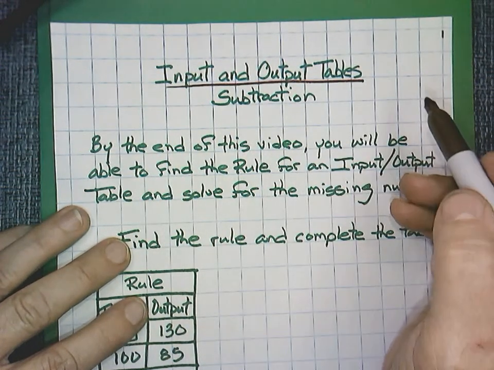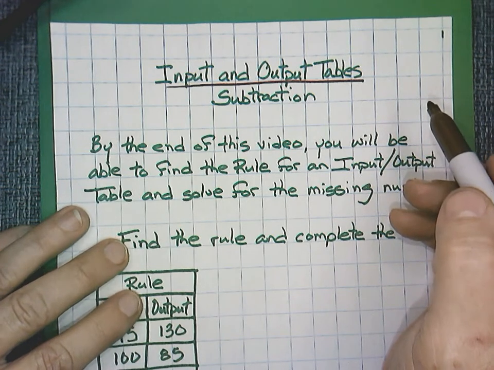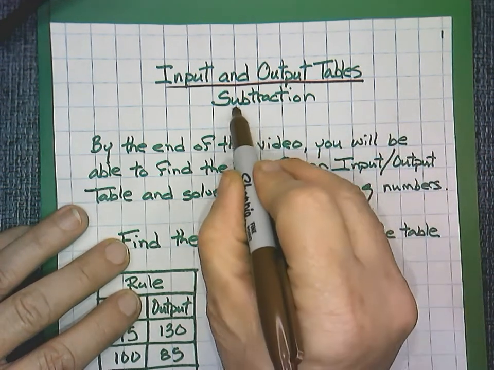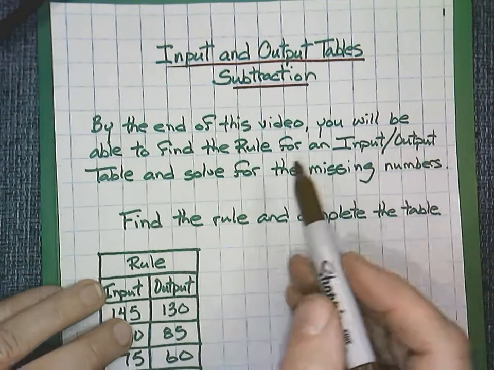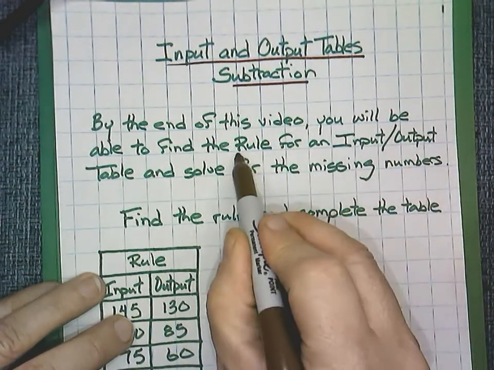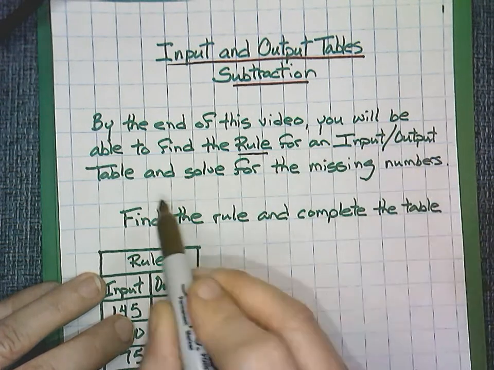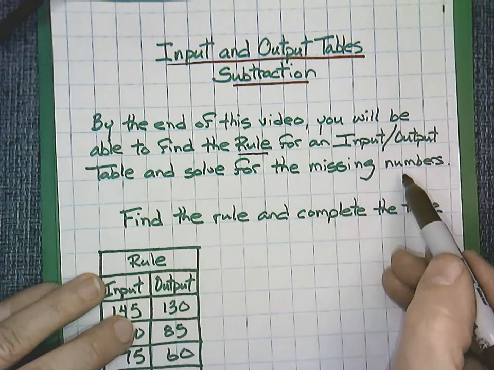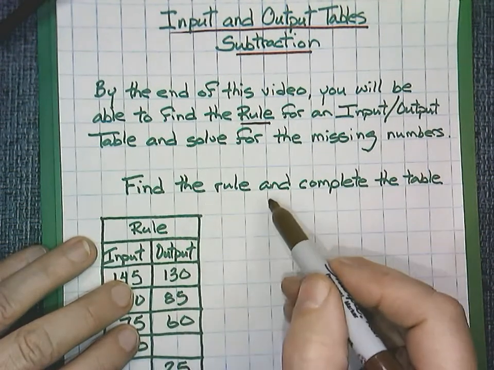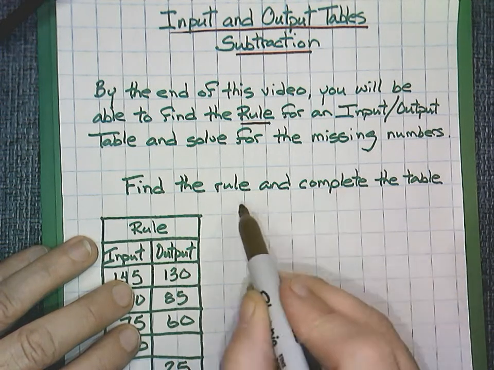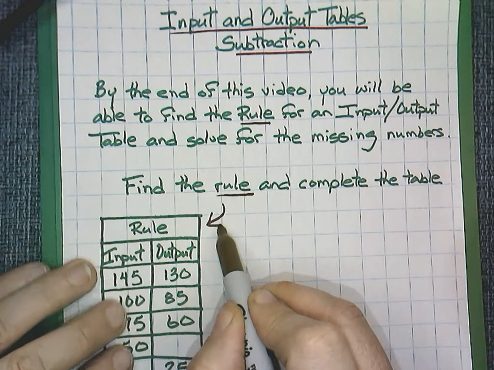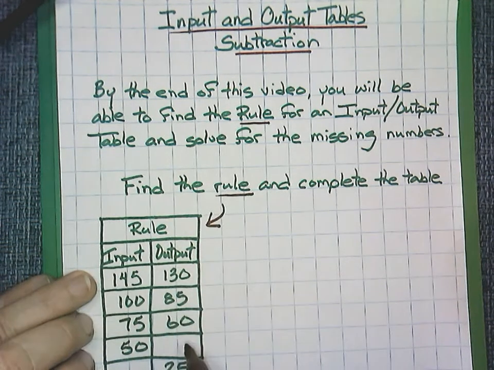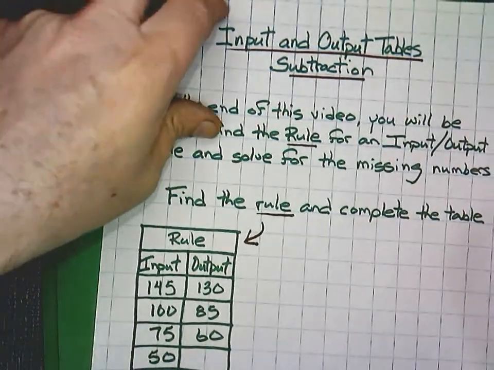Our topic today is input and output tables. Our previous lesson was on addition. This is a similar lesson, but the focus today is on subtraction. By the end of this video, you will be able to find the rule for an input-output table and solve for missing numbers. Find the rule and complete the table. Usually there are two things we're doing. We're finding the rule, and then we use the rule to find the missing information on the table.